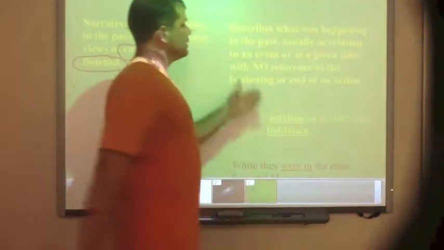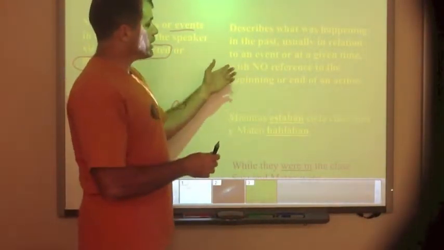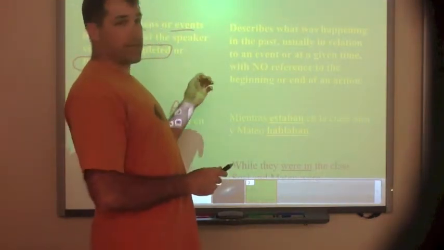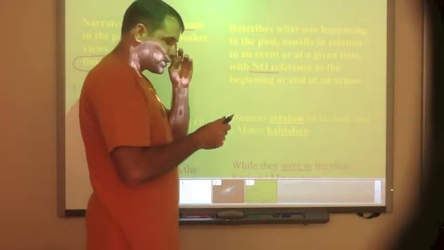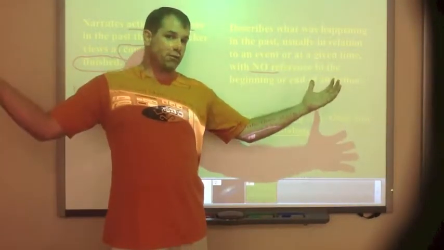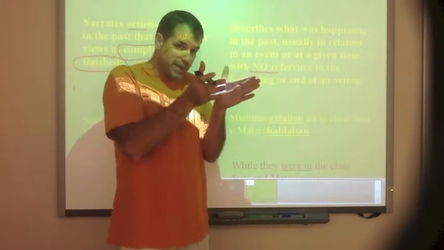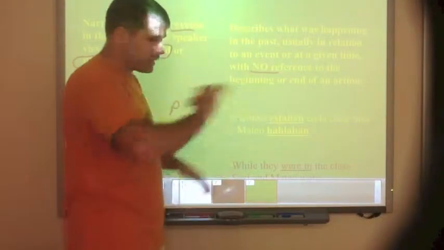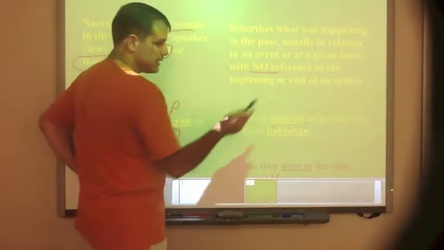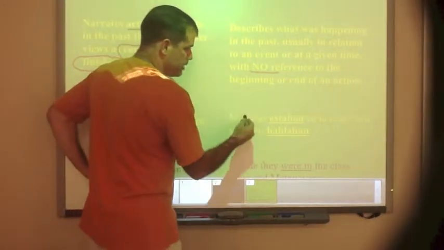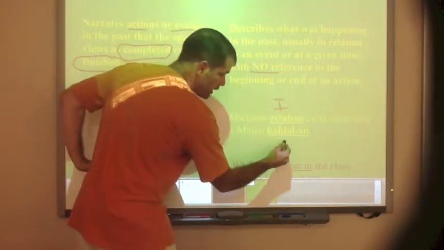Okay? Now, the imperfect, on the other hand, describes what was happening in the past, usually in relation to an event or at a given time, with no reference to the beginning or the end of the action. So it's an action that happened in the past that we want to drag out for a longer period of time, extend it, and we're not saying there's a specific point in time or a specific amount of time this happened and is done. So an example, mientras estaban en la clase, Susie y Mateo hablaban. So while they were in the class, imperfect, they were talking, imperfect.